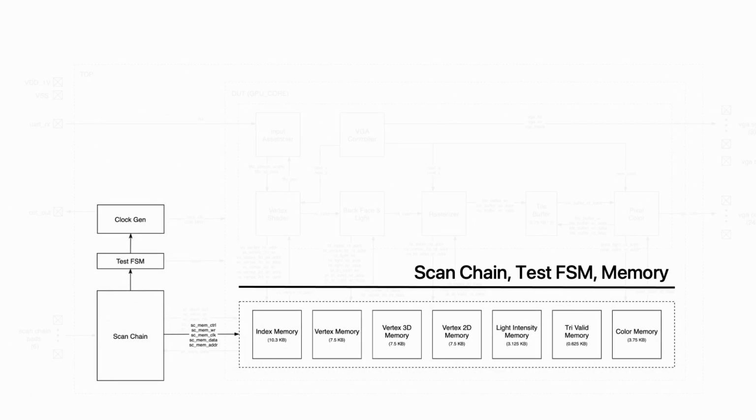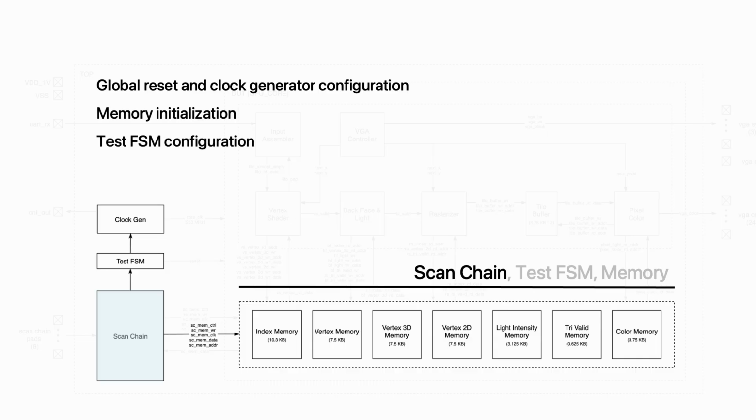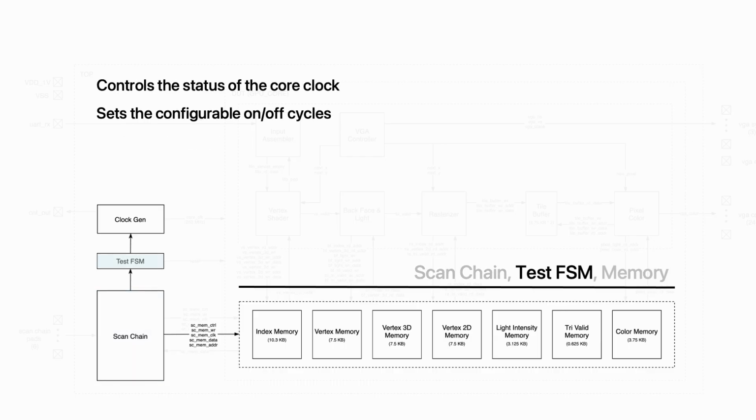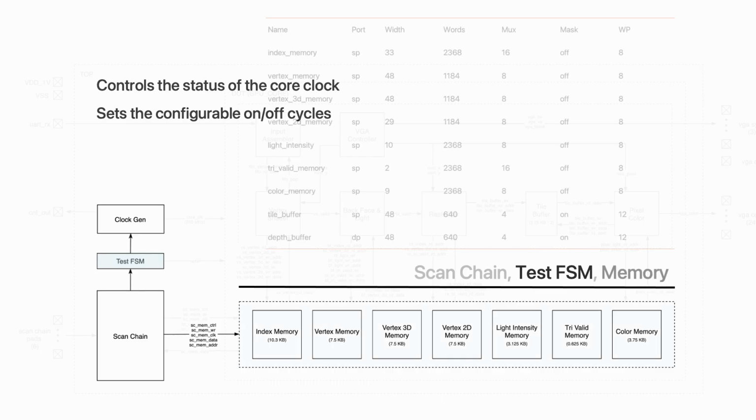And now let's move on to the system modules. The scan chain is responsible for issuing the global reset and configuring the clock generator. Also, it initializes the memories, and that's how we load all the 3D model data. In addition, the scan chain can configure the test FSM, which controls the status of the core clock and set the on and off cycles.